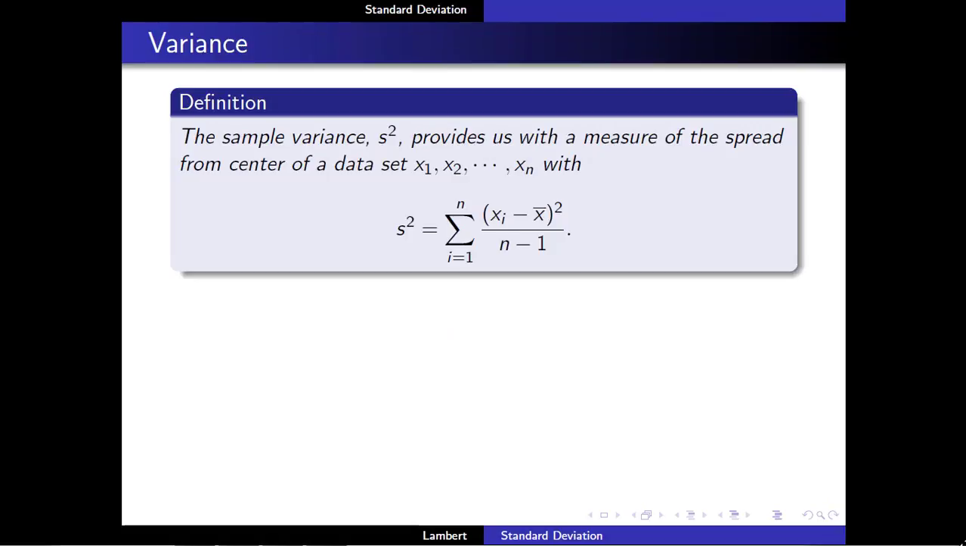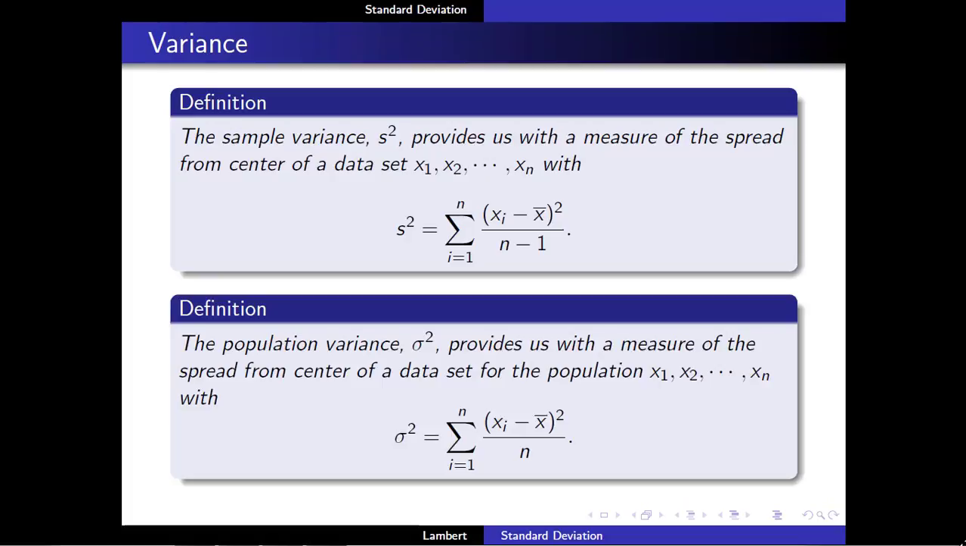So the sample variance, which we'll denote by s squared, provides us with a measure of the spread from center of a data set. What we'll do is basically take that sum that we just took before, but divide the whole thing by n minus 1, where n is the number of observations. Now, this will vary slightly from what we call a population variance, denoted by sigma squared. The only difference between these two formulas is that the sample variance divides by n minus 1, so we're subtracting 1 from the sample size, whereas the population variance divides by n.